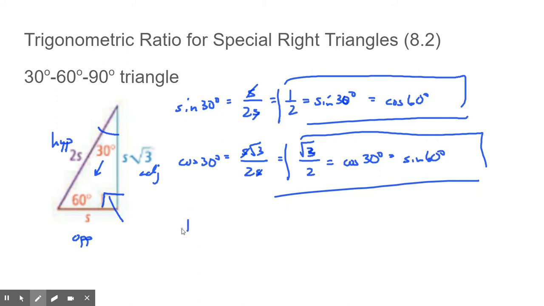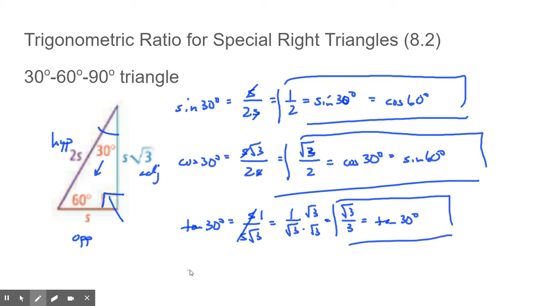And now what about the tangent of 30 degrees? Well, the tangent of 30 is equal to the opposite S over the adjacent S square root of 3. Now the S's cancel, but it leaves a 1 on top. So that's 1 over the square root of 3. We do something very similar with the 45-degree angle. We rationalize, and we're going to get the square root of 3 over 3. And that's what the tangent of 30 degrees is.